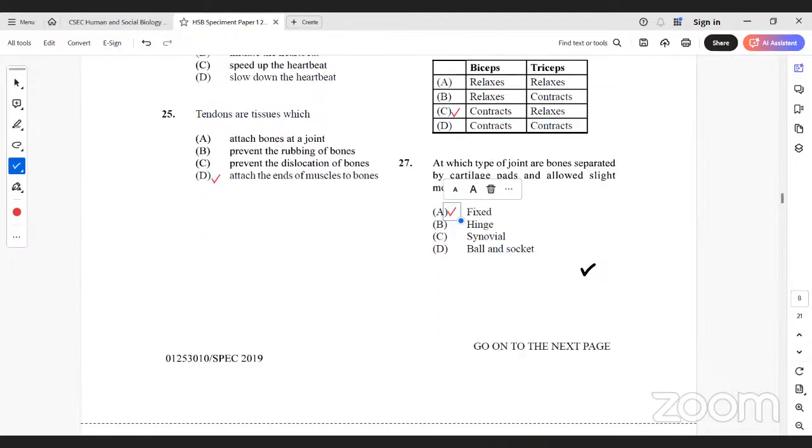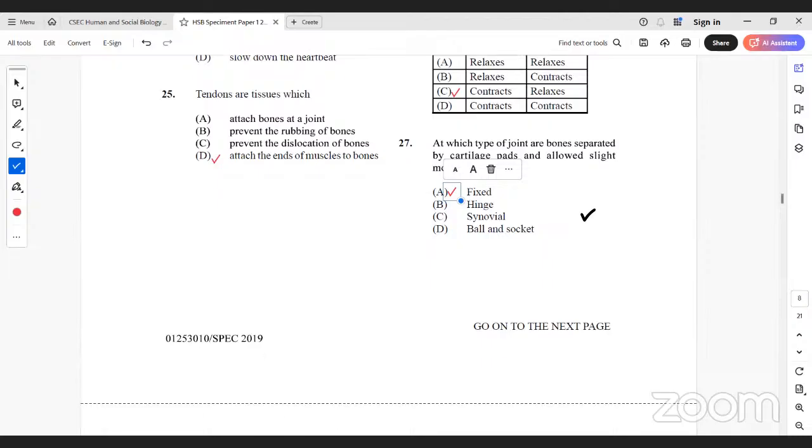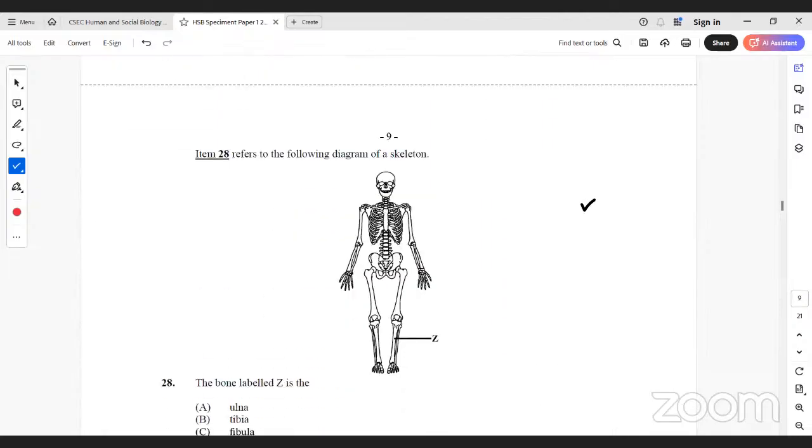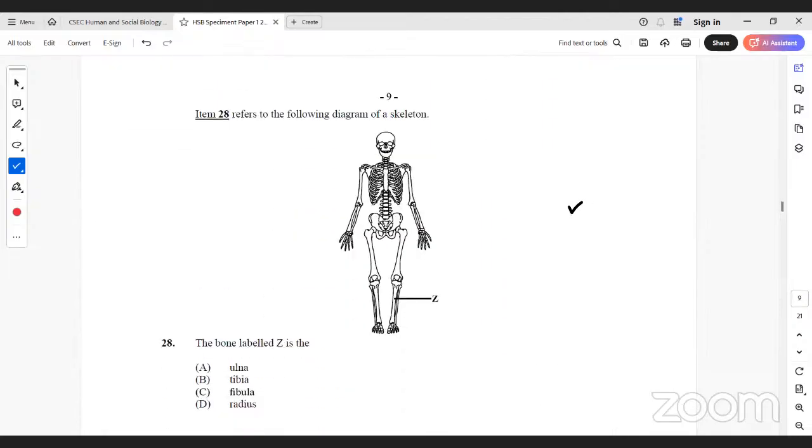All right. And the cartilage pads, eh? You have cartilage in synovial joints as well. So again, you see the language. That's why I'm telling you, take your time and read it and pay attention to the language as well.